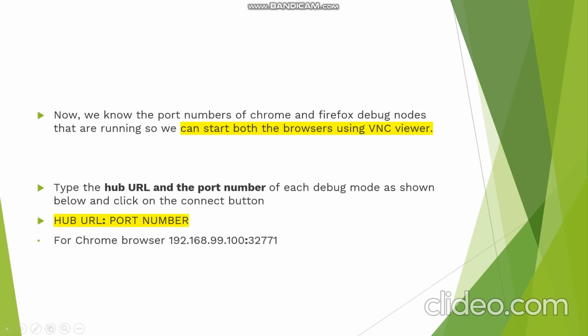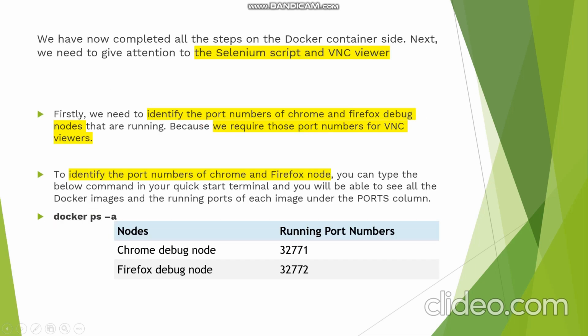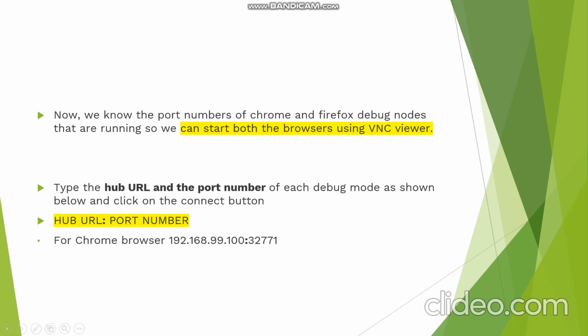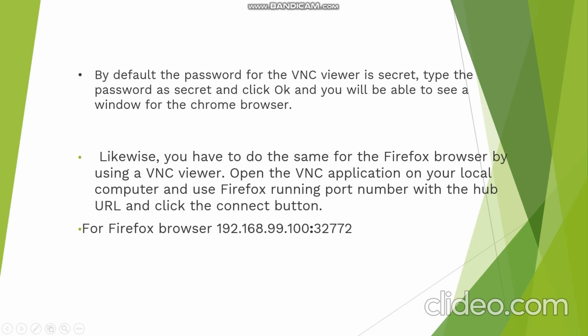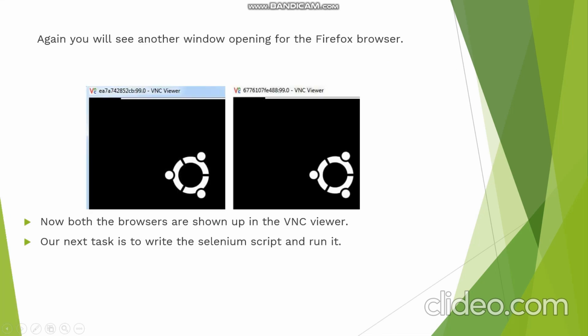As you can see, we have already noted down, using this docker ps command, the port number of this image and the port numbers of the Chrome and Firefox images. We will give these port numbers here for Chrome and Firefox, and once we open the UI, we will see both the nodes opened in this fashion.